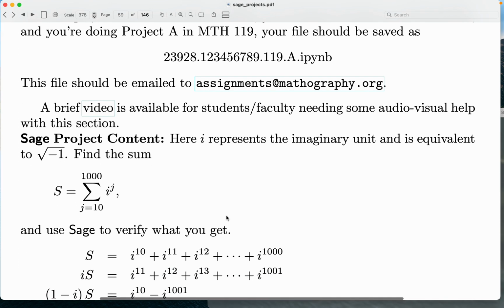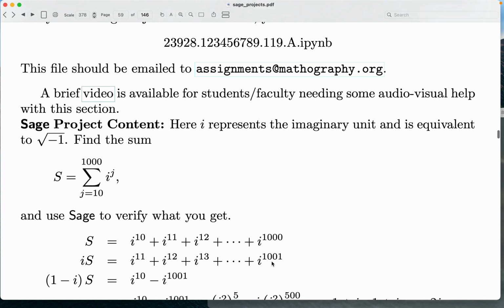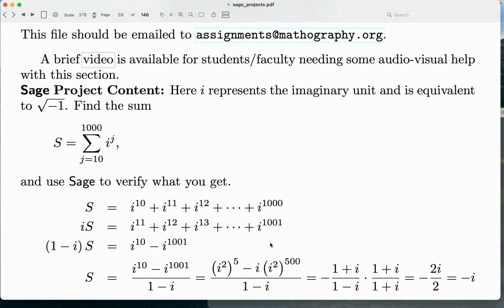They want to verify that the sum of this thing over here, starting at 10 to 1,000, of the complex unit i raised to the jth power. Now, what does that mean? It means i to the 10th, i to the 11th, i to the 12th, up to i to 1,000. Now, the way I go through it might be different than your teachers taught it to you. But this is me working at a board, so to speak, all right?